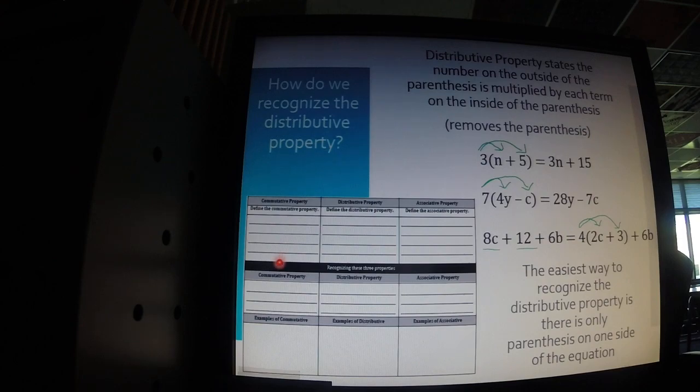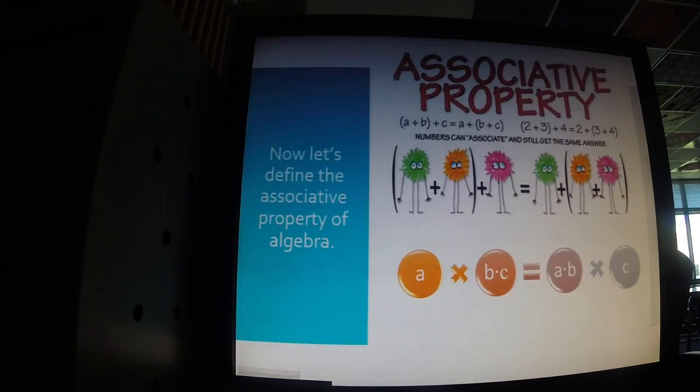So again, this middle column should now be filled out. Your definition of distributive is up here. How you recognize it is down here, or you could put in a complete sentence that it removes the parentheses. Okay, and then the examples are right here in the middle. So again, now this column and this column should both be filled out on your notes. All right, let's keep moving.